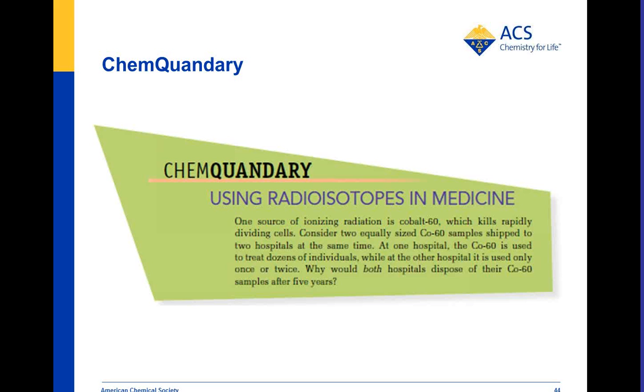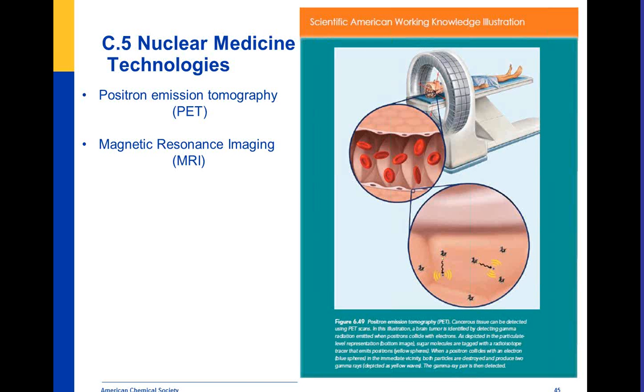Here's a Chem Quandary, and this stresses that the decay of radioactive isotopes is a fixed value. It's not just that you use something up like some other kind of medicine, and then it's gone. It doesn't matter how many people you treat with this, because there is this fixed rate of decay. So I think this Chem Quandary does a good job of emphasizing that idea. It's not something that we can control. We can't just use a little bit of it. It's going to keep decaying. Okay, next slide.